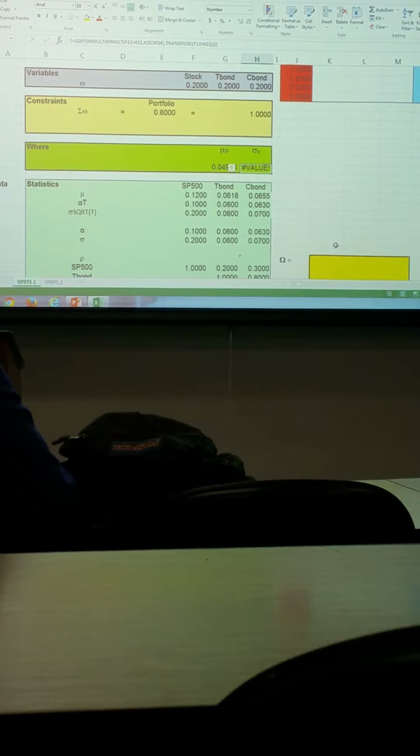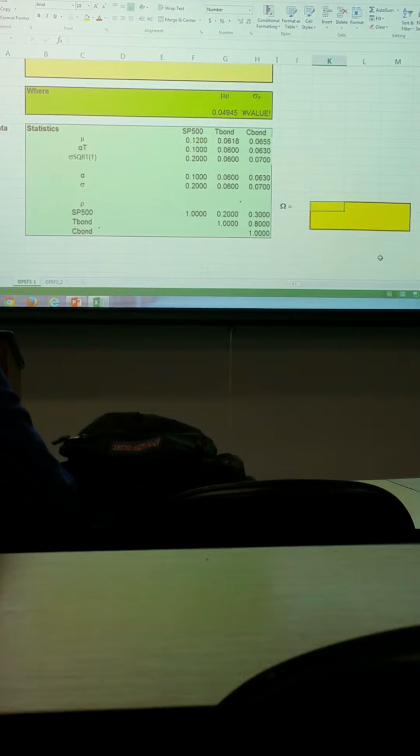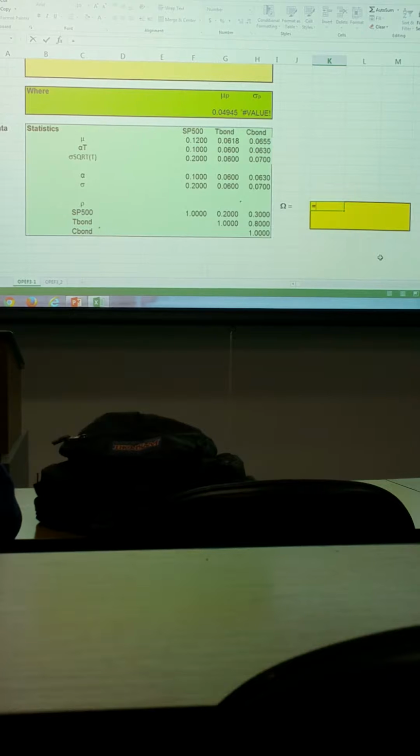So let's construct this. First, this is supposed to be the covariance between S&P 500 and S&P 500. So that is equal to, what do we do? Variance, standard deviation squared. So we are using this, square it, right? And then this one is supposed to be the correlation coefficient times S&P 500 times Treasury bond.